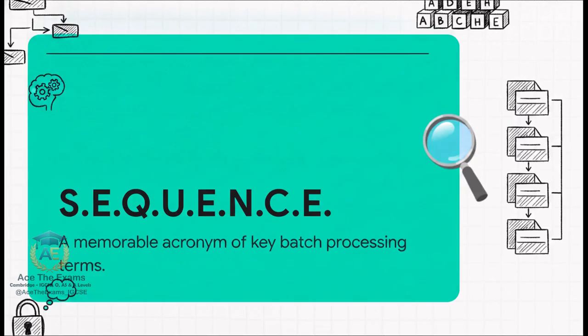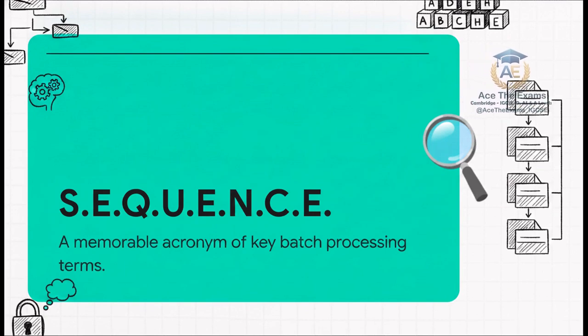The word is SEQUENCE. Let's break it down. S stands for sort. Sort the transaction file by the primary key. E stands for extract. Extract the old master file record. Q is for query. Query the primary keys to make sure they match. U is for update. Update the record with the new transaction data. E is for error check. Error check for any unmatched keys and flag them.